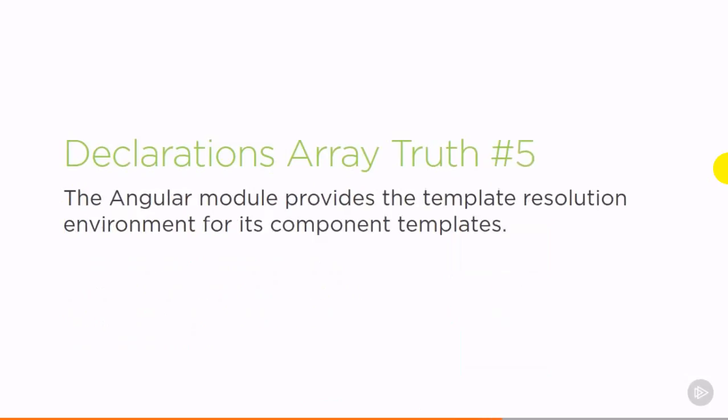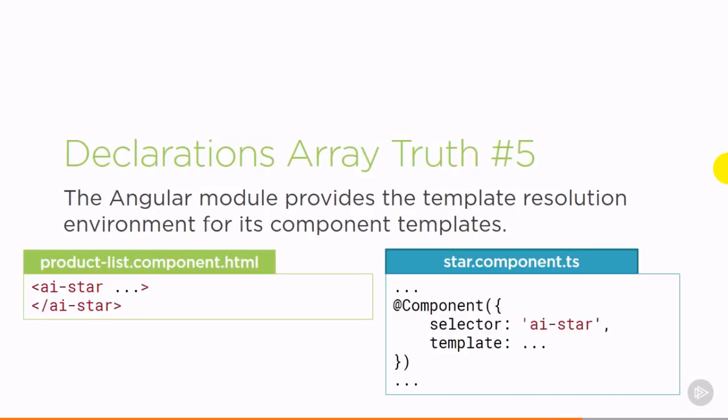The Angular module provides the template resolution environment for its components' templates. When we include a component in the declarations array of an Angular module, the component belongs to that Angular module. That component's template directives and pipes are then resolved within that module. When we use a directive in a component's template, like the AI star directive shown here, Angular looks to the module for the definition of that directive.